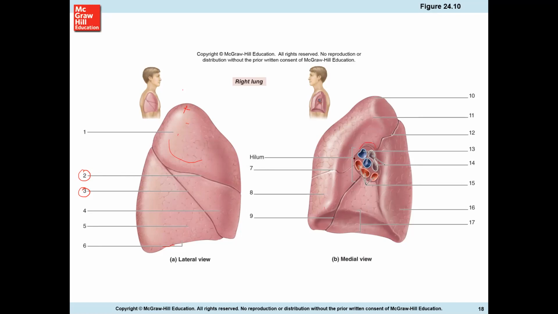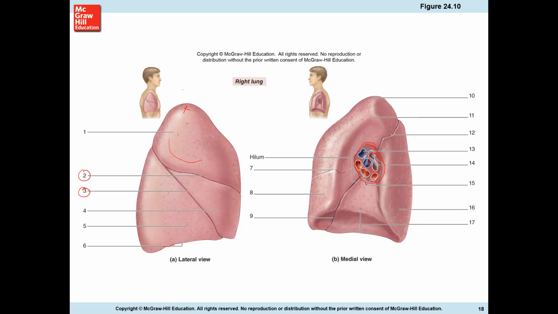A hilum is any area where all vessels come into an organ, like the kidney has a hilum. You'll see at the hilum the blood vessels: your pulmonary veins are red and your pulmonary arteries are blue. Remember that? And here are your large bronchial airways, right? This big bronchus. So know the difference between airway, blood vessel, and fissures.